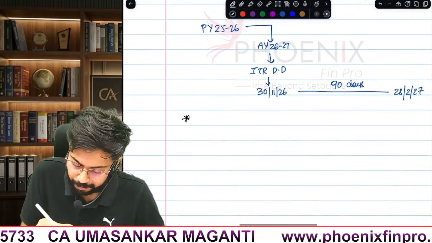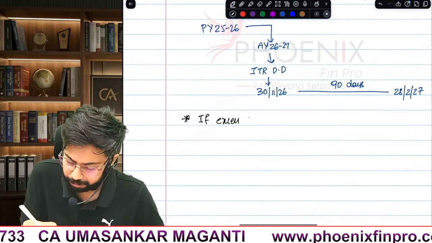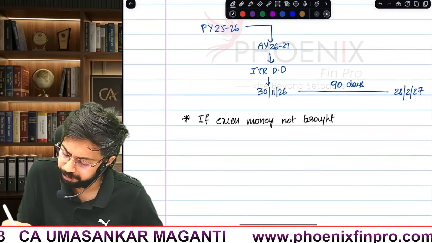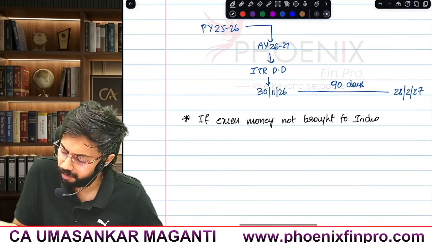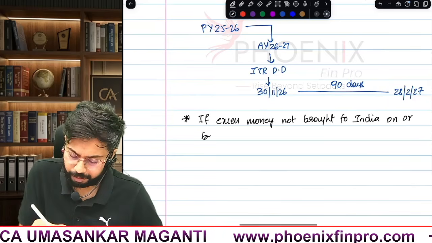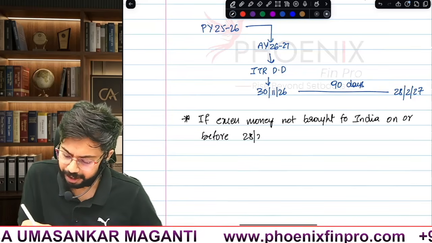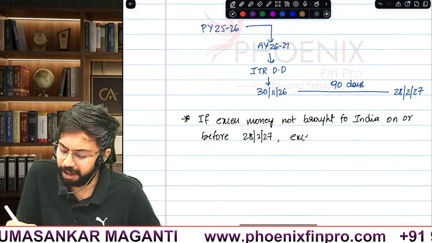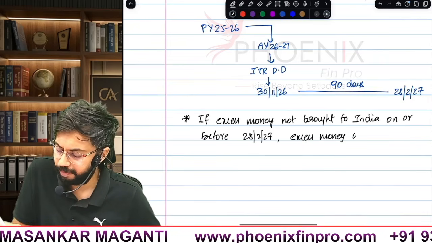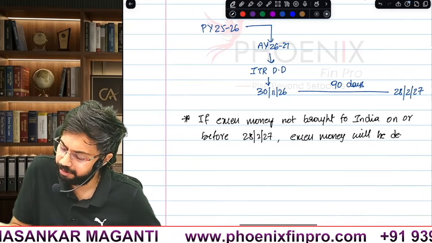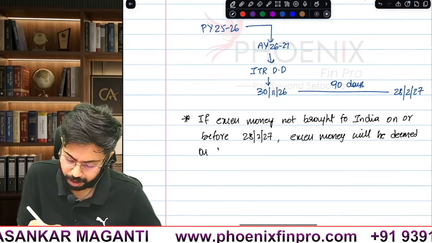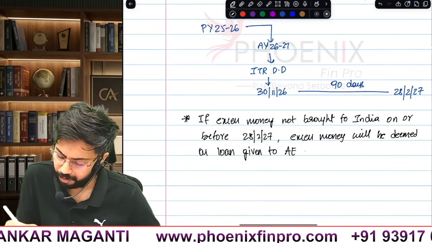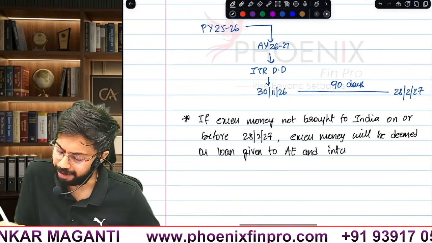If excess money is not brought to India on or before 28th February 2027, then what is the situation? Excess money will be deemed as a loan given to an associated enterprise, and interest income will be calculated.